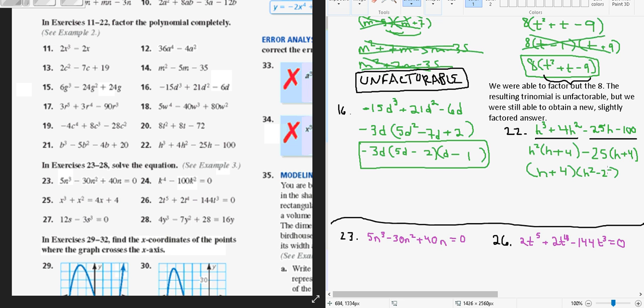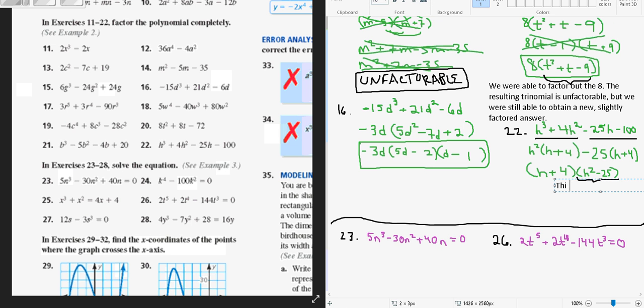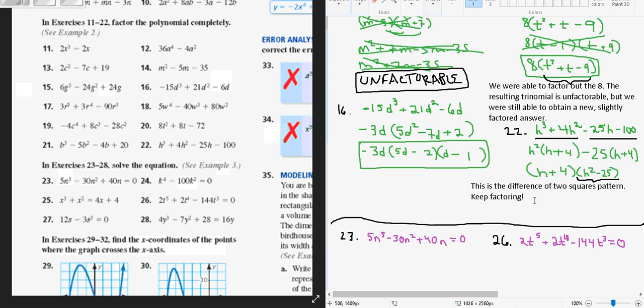Now this one is not the answer right here, because we still have this guy right here. This is the difference of 2 squares pattern. Let me just put that on here. Keep factoring. So if you can keep factoring, keep factoring. All right. Beautiful. All right, let's keep moving. So on this one, we have to keep going. This is a squared minus b squared. This is h squared minus 5 squared. So factor.